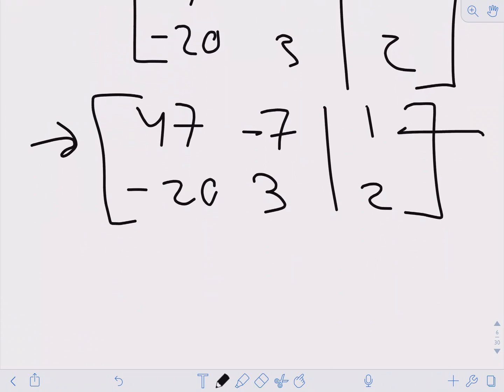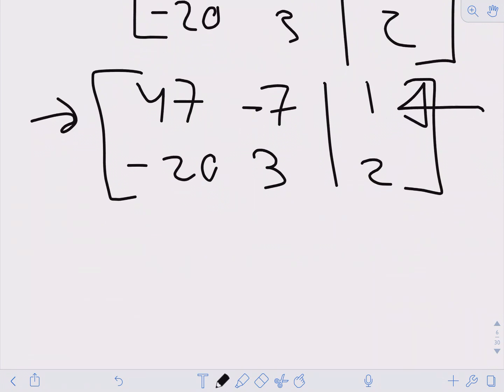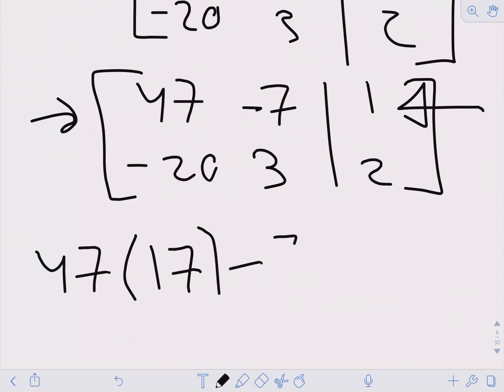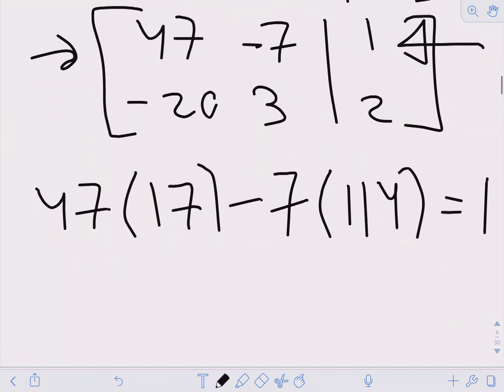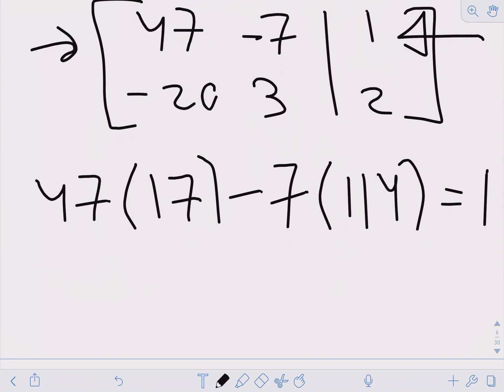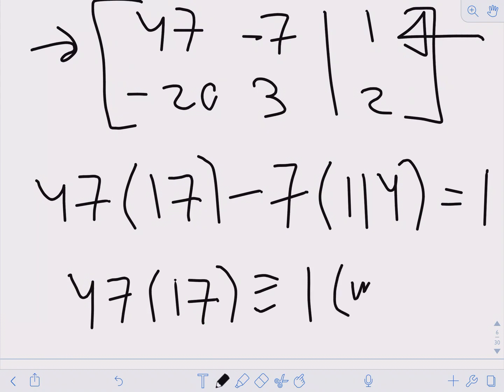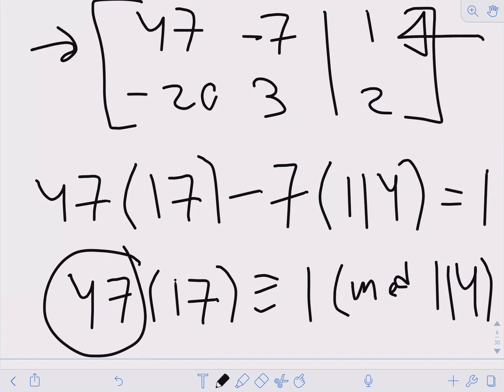Alright, so now we finally have a row for which we have 1 on the right-hand column. What does that first row mean? Well, it means that 47 times 17 minus 7 times 114 is equal to 1. Why is that useful to us? Well, if we take both sides modulo 114, it means that 47 times 17 is congruent to 1 modulo 114. But this means that 47 is the inverse of 17 modulo 114.